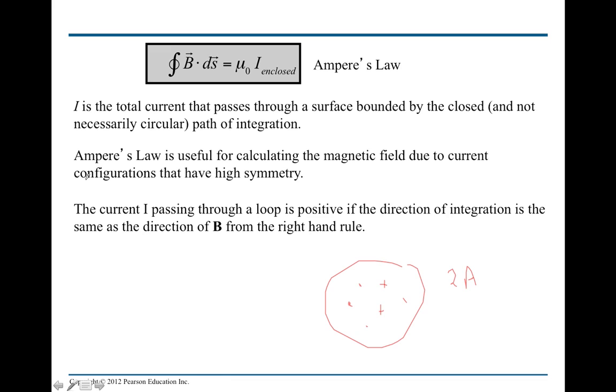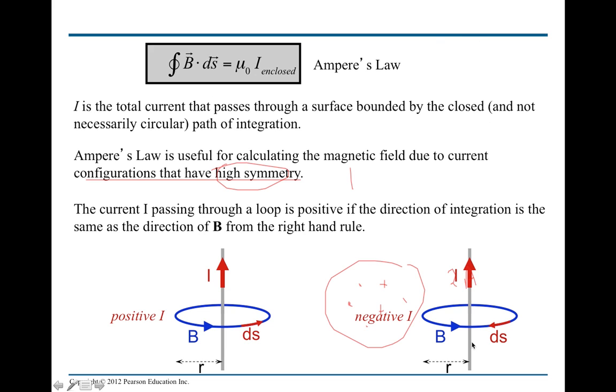This applies to current configurations with high symmetry, so something like a wire, something like a solenoid, something like a toroid. So there must be some sort of symmetry present. And the current passing through the loop is positive if the direction of the integration is the same as the direction given by the right hand rule. Okay, so that means these two will have the same direction, so cos 0 is equal to 1. That's what it means. And if they are in opposite directions, then the cosine of 180 is minus 1. That's what it means here.